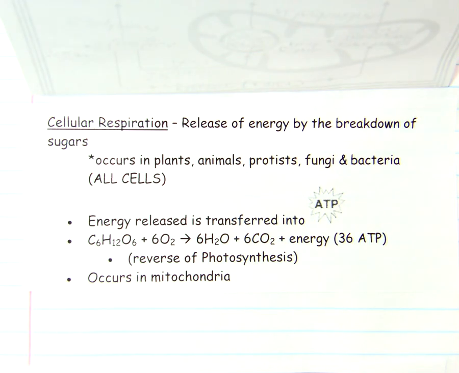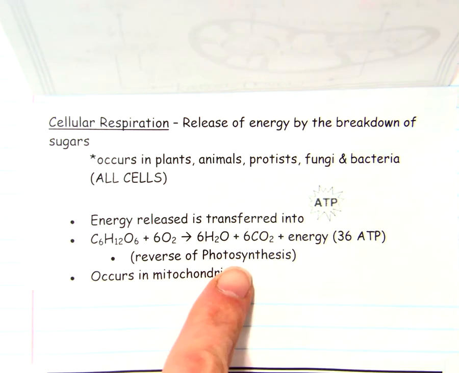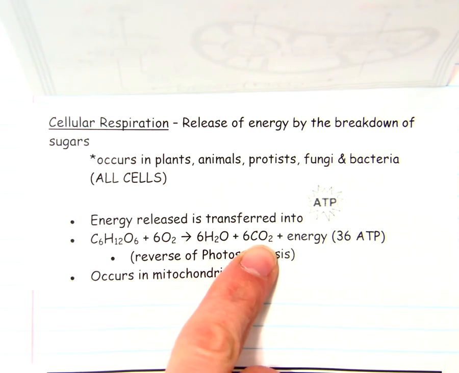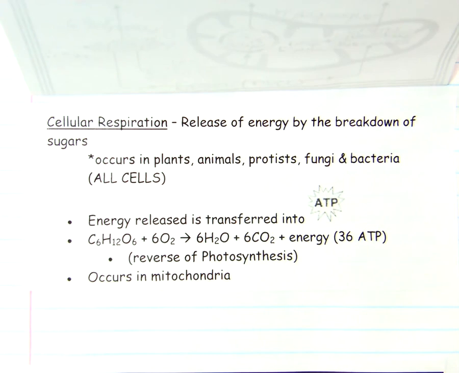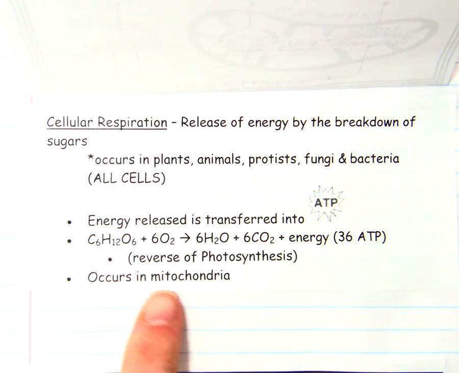This equation is almost, or the products and reactants are reversed. The only difference is the energy. Photosynthesis starts off with water, carbon dioxide, and sunlight, all that in our bell ringer, to make glucose and oxygen. So these two can work together in cycles. Things are dependent on one another. In this process, cellular respiration occurs in the mitochondria.